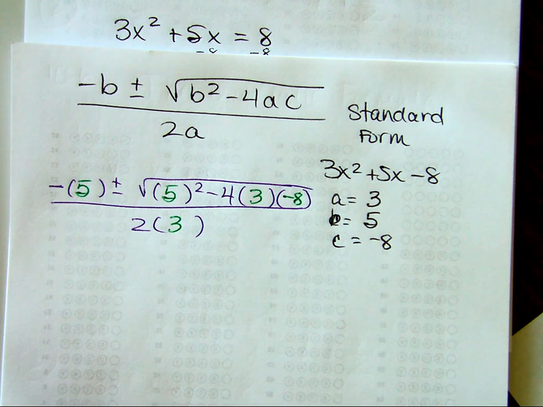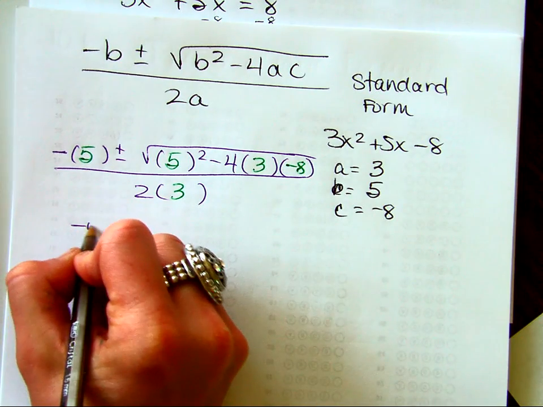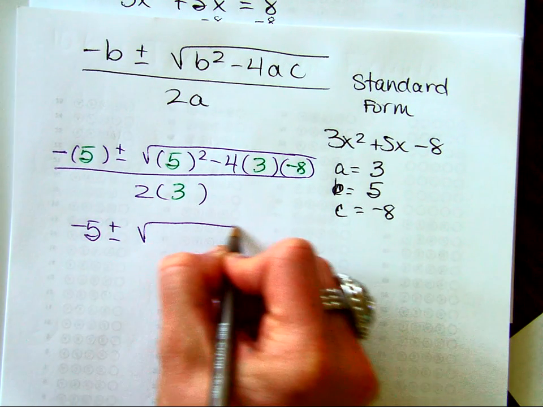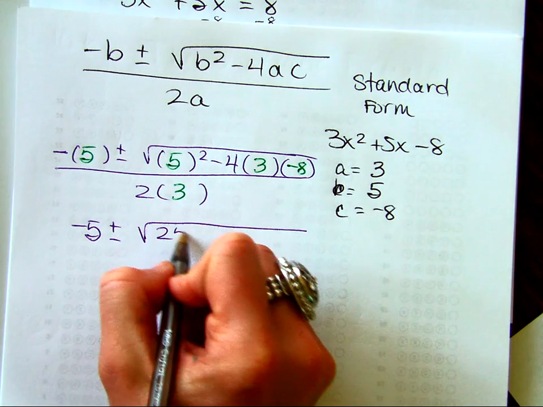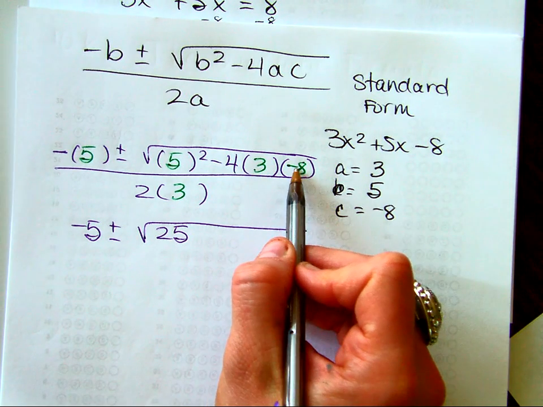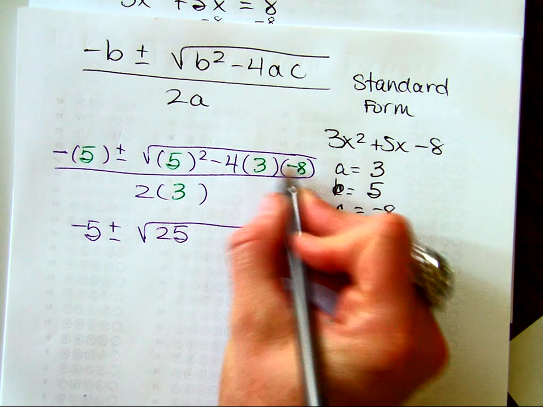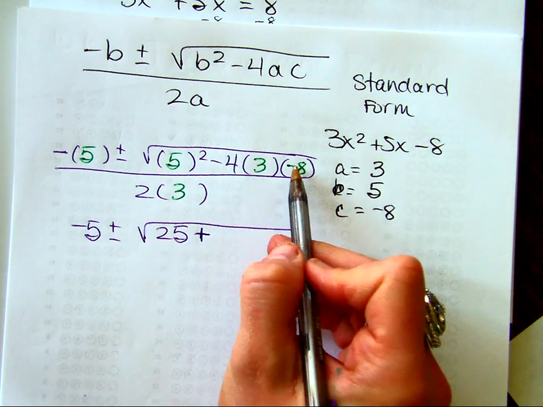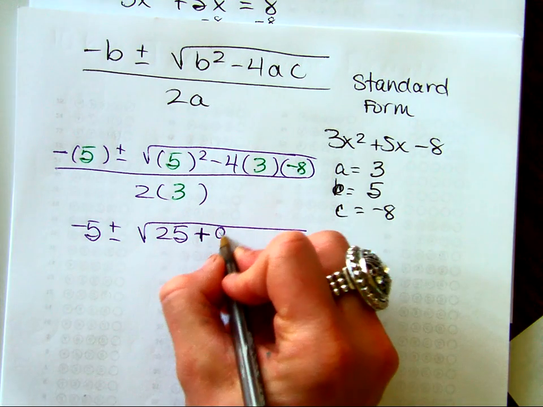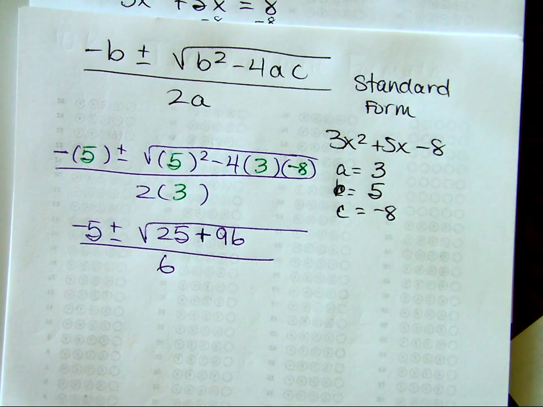So now we get to it, and we work through this carefully, watching out for negatives. This is the opposite of 5, which is negative 5, plus or minus the square root. 5 squared is 25, and now here's where I want you to be really careful. You have a negative 4 times a positive 3 times a negative 8. So if you do negative 4 times 3, you get negative 12, and 12 times 8 is going to give you 96. So this is a positive that I'm going to put here, because a negative times a negative is a positive. So very important that you know to do that, okay? And then 2 times 3 is pretty easy. So we're getting a little closer, all right?